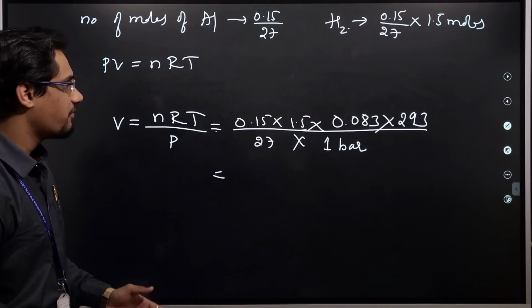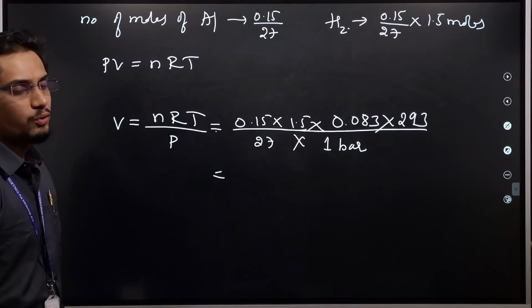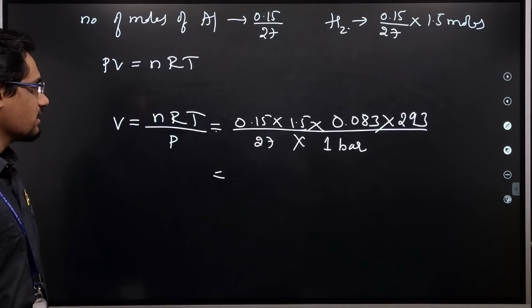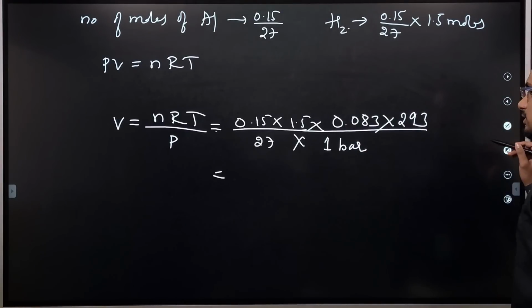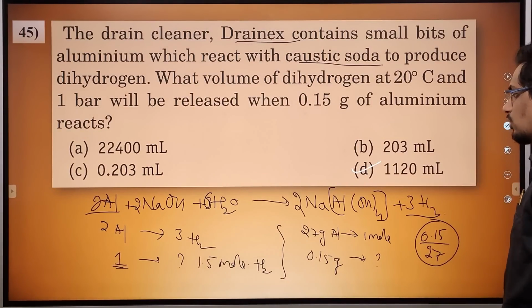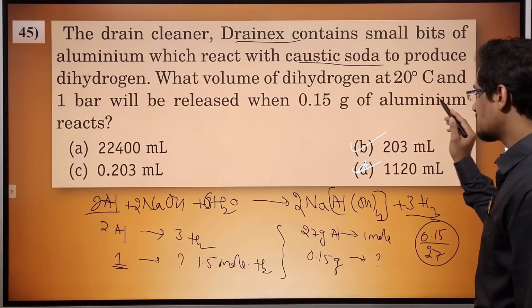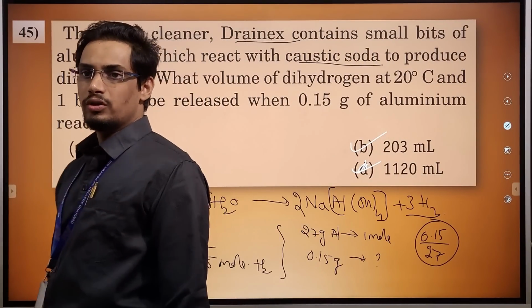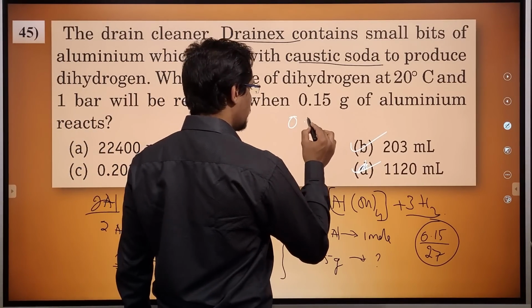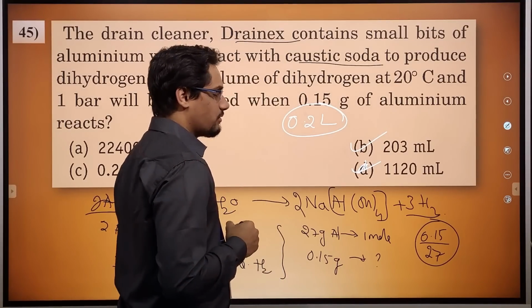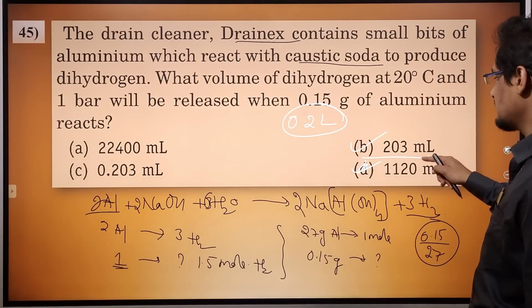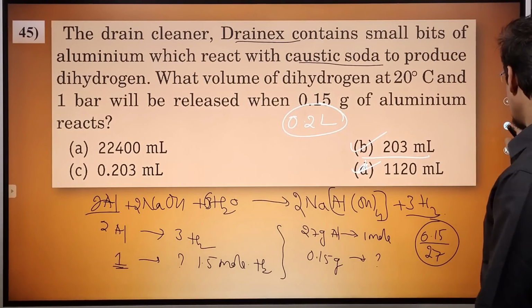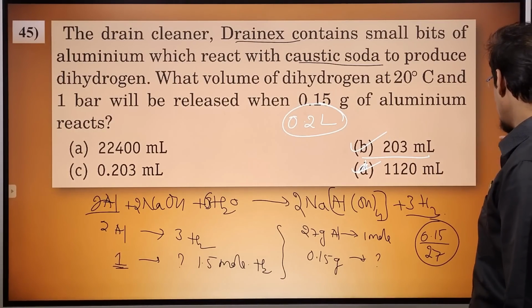So what will I get if I multiply everything? It is quite a difficult task to multiply this, it will be very tedious. The answer I would get is around 0.2 liter. 0.2 liter is nothing but 203 ml. Instead of doing like this, as the options are not near, I can also do this in another way. That would be far easier. Another way is very much easier.